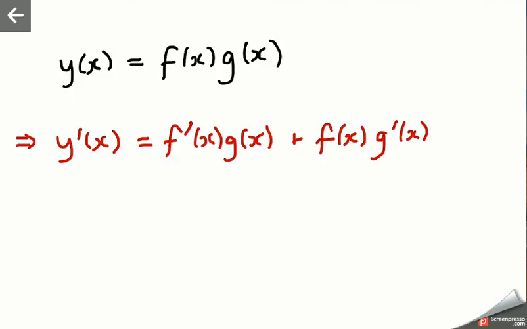So if you forget that, just remember, differentiate one, leave the other alone, differentiate the other, leave the first one alone, and then add them together. That's a plus. Okay, so that's what the product rule says.